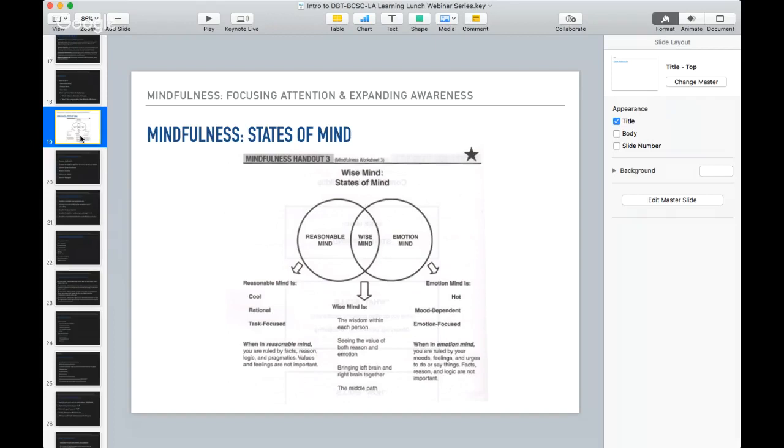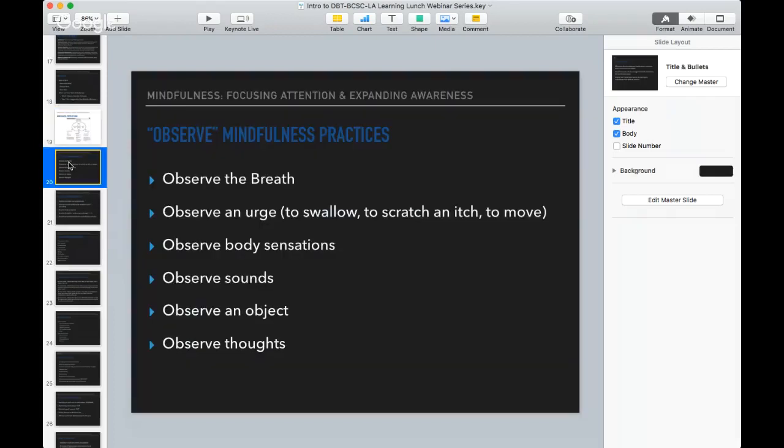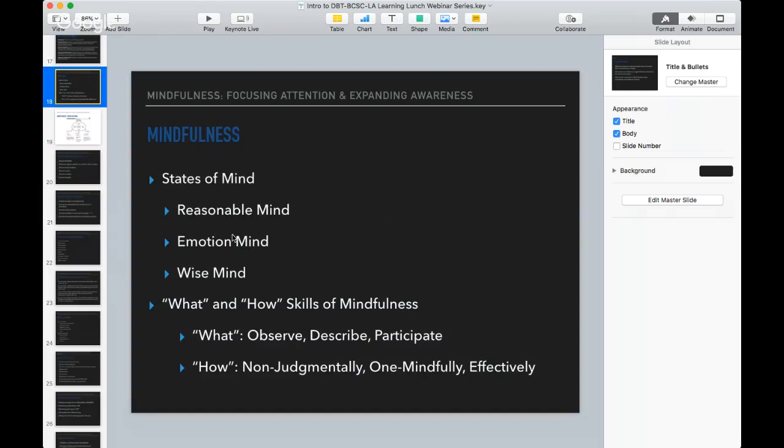When we teach the skill, we ask people to describe situations when they're in these different states of mind, and what are signs that they recognize that they're in one particular state of mind. Wise mind we think of as being very grounded, very centered, sort of intuition, a place of knowing. So that's how we teach the states of mind. And then we also teach what we call the what and the how skills of mindfulness.